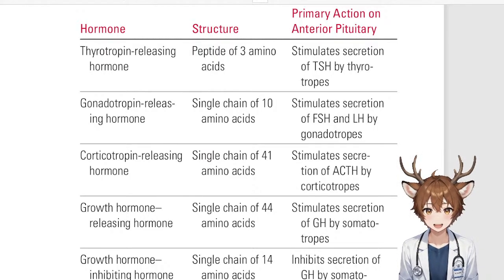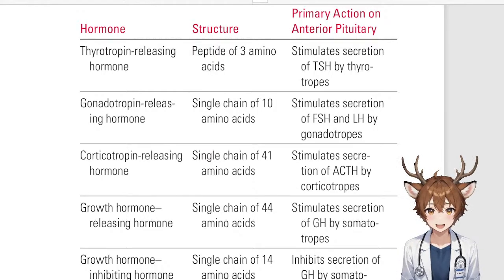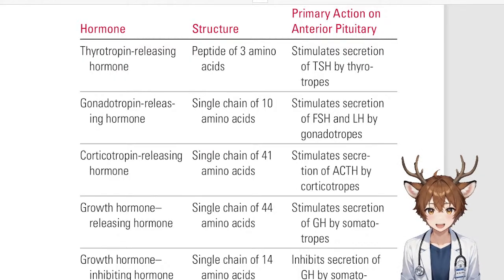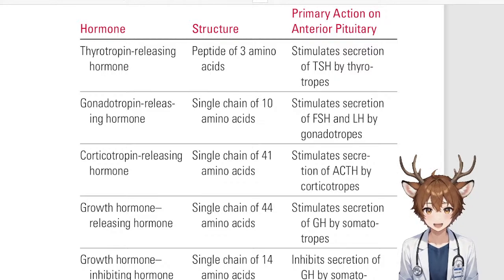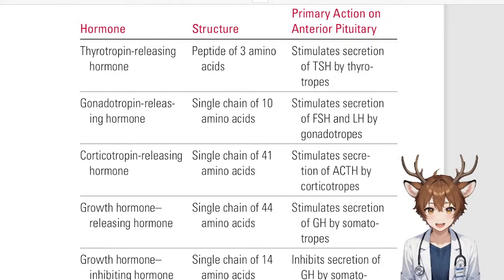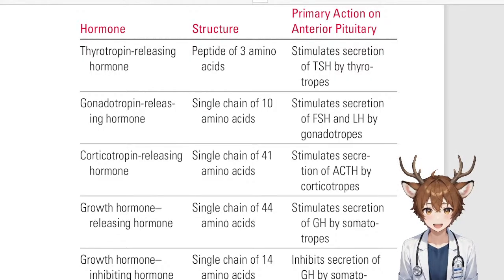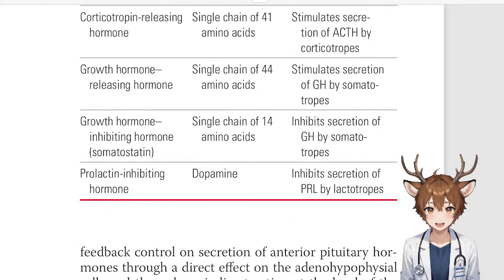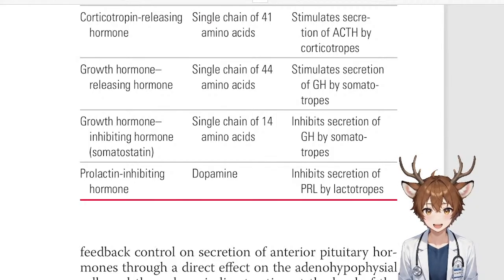Well, let me not skip anything. So CRH, corticotropin-releasing hormone, single chain of 41 amino acids, stimulates secretion of ACTH by corticotropes. Growth hormone-releasing hormone, single chain of 44 amino acids, stimulates secretion of growth hormone by somatotropes. And now growth hormone inhibiting hormone, also called somatostatin.